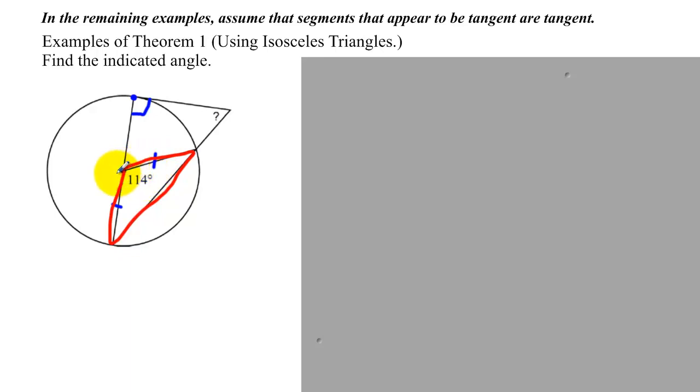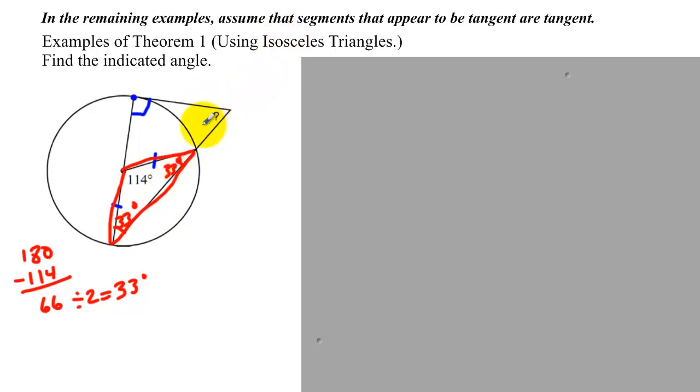Okay, so let's solve that. 114 is the vertex angle, so let's take that away from 180, and we get 66. Then we need to remember our isosceles triangle theorem, that these two base angles are going to be the same. So this 66 is going to get divided in half, each one of them being 33. So we've got a 33-degree angle right here, and we've got another one right here. You can just jot those down.